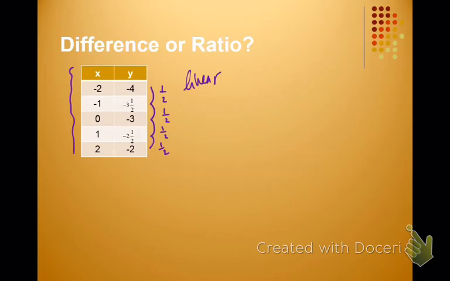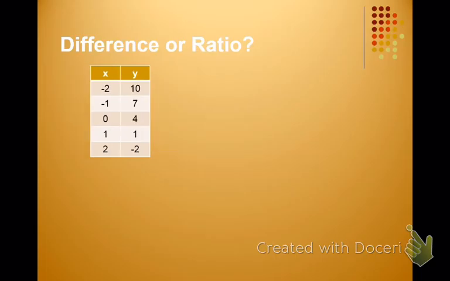We don't have to worry about dividing anything because we have a consistent difference. Okay? Same here looking at this. Right? Our x coordinates go down from -2, -1, 0, 1, and 2. And then look at the y column. The difference from 10 to 7 is 3. From 7 to 4 is 3. From 4 to 1 is 3. And from 1 to -2 is 3. So it's a consistent difference all throughout your y coordinates.